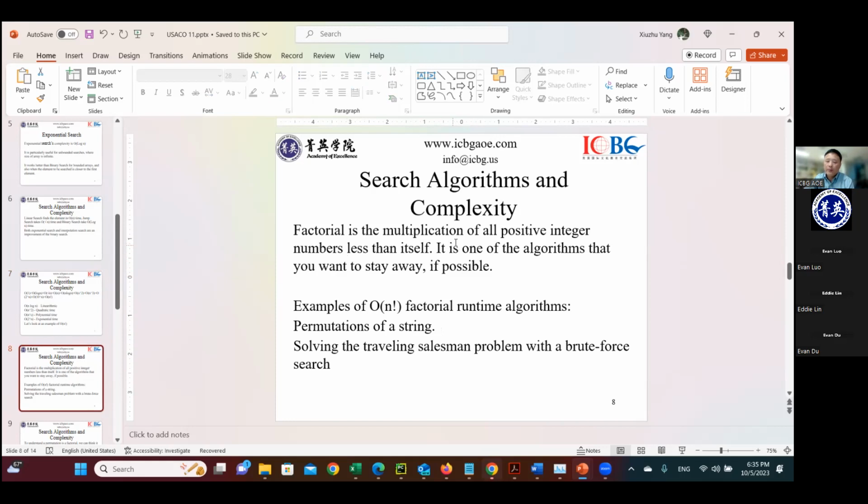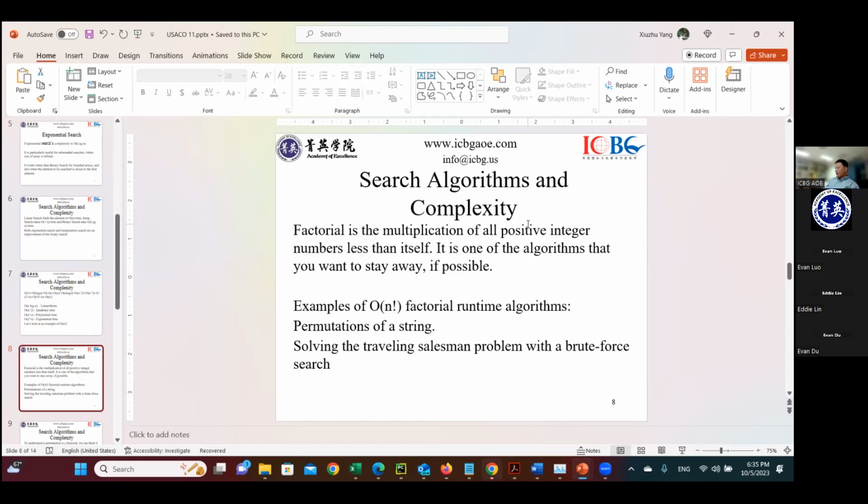So factorial is the multiplication of all positive integer numbers less than or equal to itself. So if you are n, that means you times 1, times 2, times 3, up to times n. So that's a factorial. It's very big. It gives you a very big number, okay? So when you program the computation, you try not to use it. I will give you examples. What is the factorial, okay?